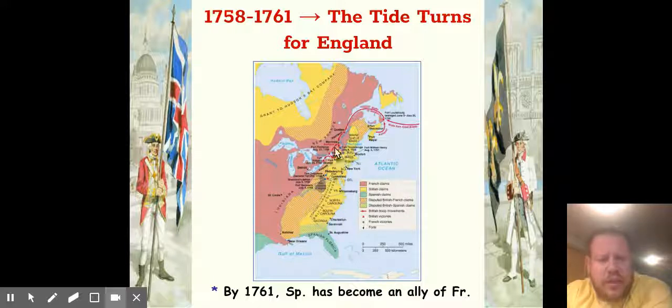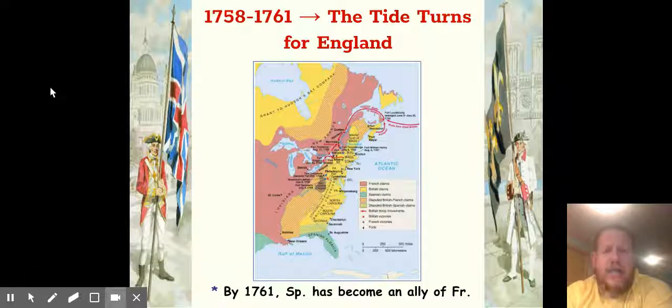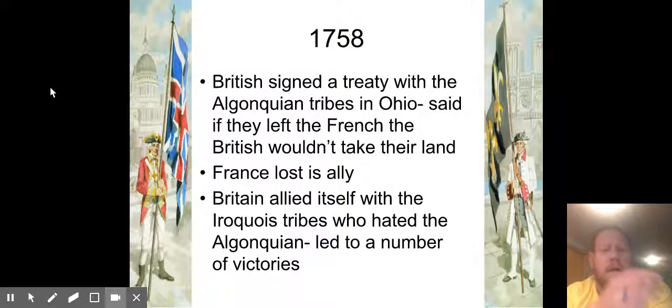They marched into Canada and started taking areas over up here. They have victories out in the Ohio Valley. And by the end, the British signed a treaty with the Algonquin tribes in Ohio. Basically, the treaty promises the Algonquin that if they left the French, the British would not take their land. If the Algonquins renew the treaty, the British would make sure they put up a wall, a line, something that says English people cannot go past this area.